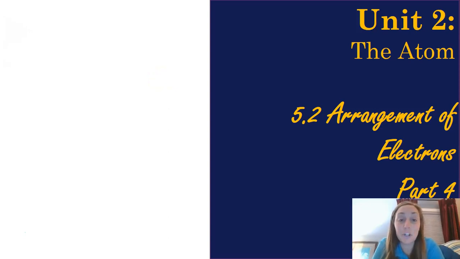Guys, this is Academic Chemistry, Chapter 5, Section 2, Arrangement of Electrons, Part 4. So this is the last part on electron configuration, so this is going to be some other little tricks to it.